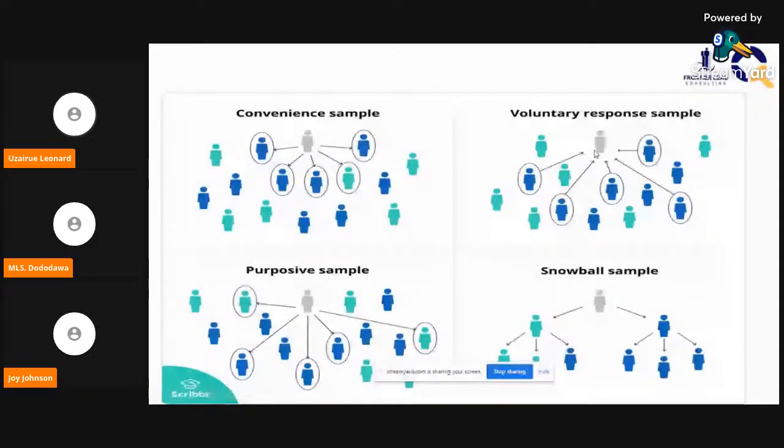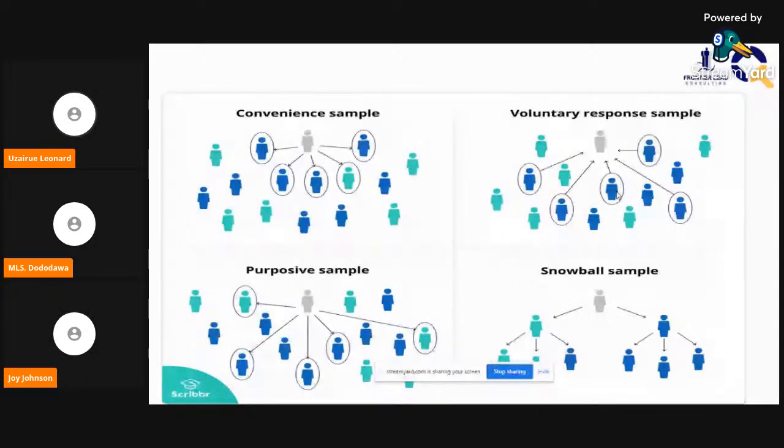So it's voluntary. Similar to convenience sampling, it is also very easy and mainly based on ease of access. Instead of the researcher choosing participants, in this case it's the participants who respond by themselves. One example, just like I said, is when you respond to a public online survey. That is voluntary response sampling.